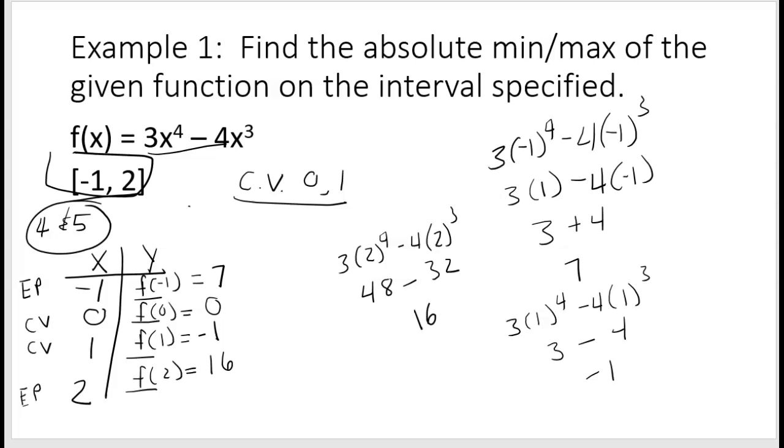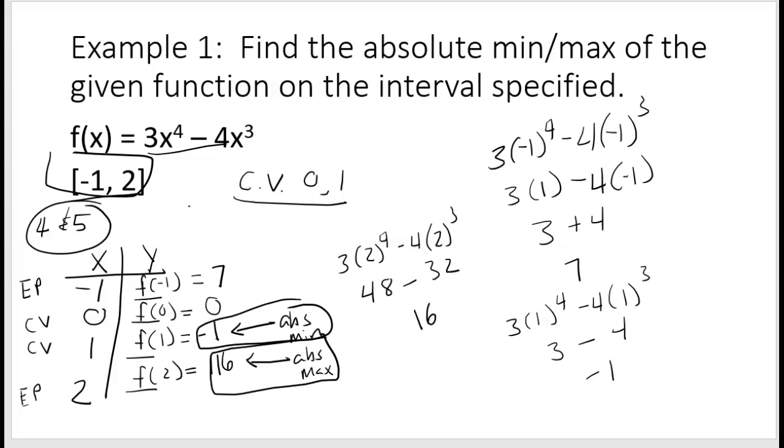And now, whichever one of these y values is the smallest y value, that is your absolute minimum. Whichever one is your greatest y value, that's your absolute max. And so we have an absolute minimum here, and we have our absolute max here. $16. All right, so there you have it. That's what we call the candidates test.